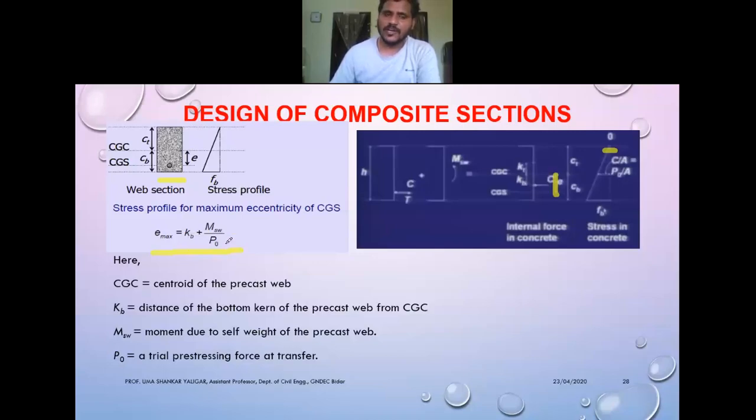See, all this we are doing with respect to the precast web only. We are not taking the steel, the flange. Then Msw is the moment due to the self weight of the web, and P naught is a trial pre-stressing force at transfer, because we have just assumed this value. We need to assume this P naught value because we don't know it. In this way, in the first step, you can calculate the maximum eccentricity.